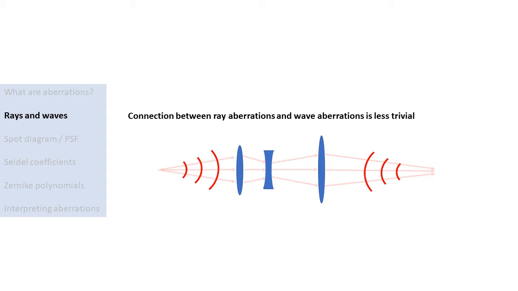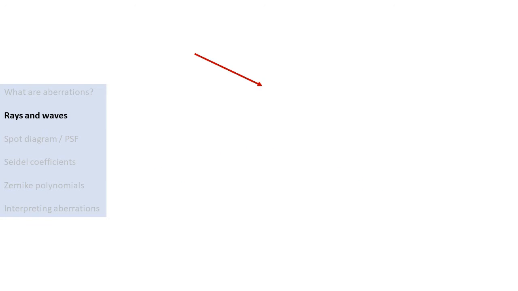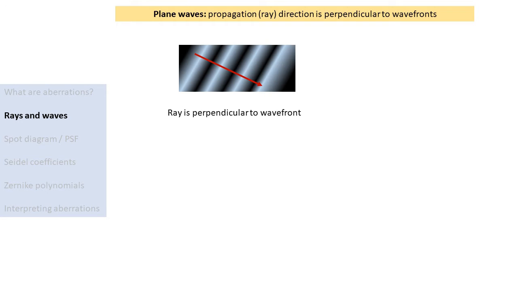To see how aberrations are described in the wave model of light, let's recall how ray optics and wave optics are connected. If we have a ray of light, it propagates in a certain direction. In the wave model, the direction of propagation of an optical field is perpendicular to its wavefronts. Note that a ray of light can in principle be arbitrarily thin, but to define a wavefront, the field must have a finite spatial extent.